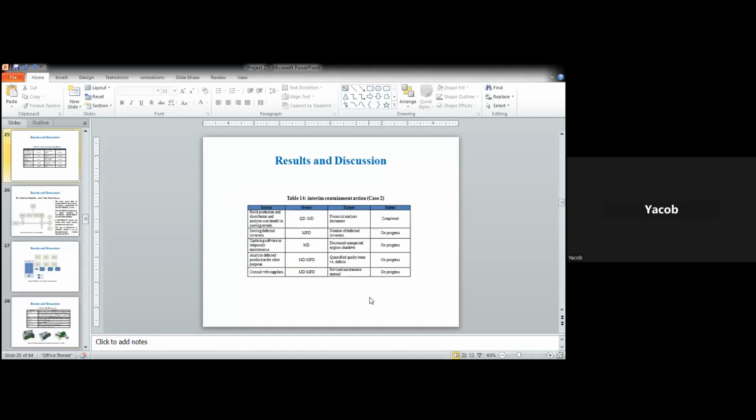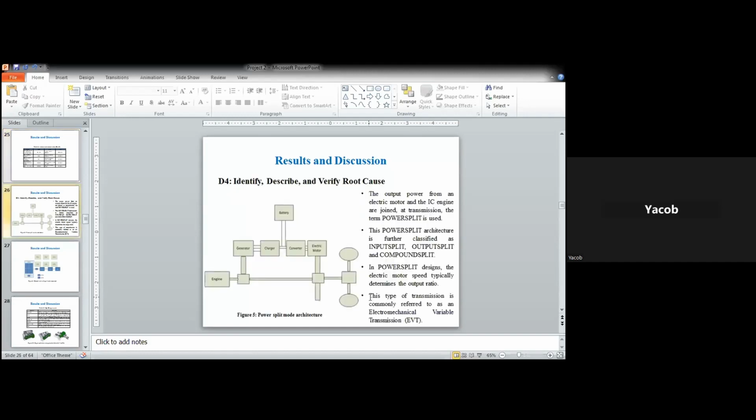The same is true for the second case where we applied this principle. So the next stage will be to identify, describe, and verify the root cause. In order to identify and verify the root cause, we need to understand the architecture of this type of cars. So this is the architecture of the hybrid type of cars.